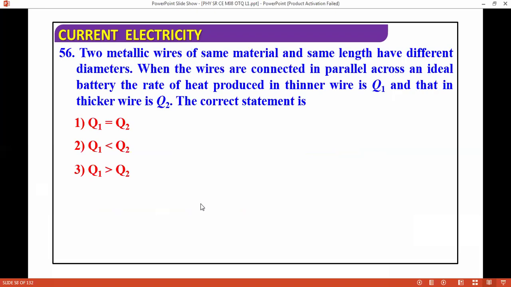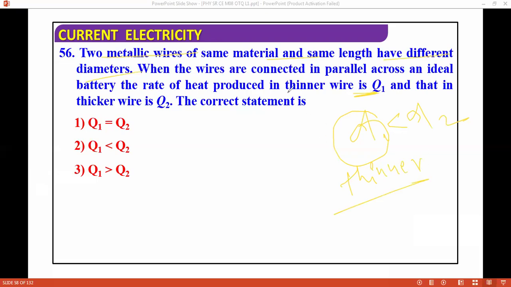So these are two metallic wires. Two metallic wires of the same material and same length have different diameters. Basically, the diameter is D1, and suppose this is diameter D2, and all other parameters are the same. Thinner means what? Suppose D1 is less than D2, I'm taking it like this. So this is basically the thinner one. D1 is like that.